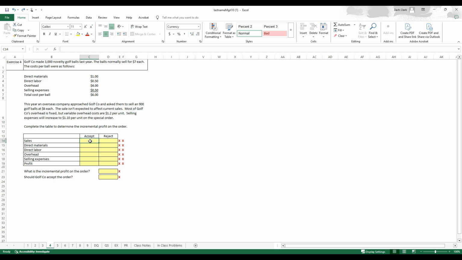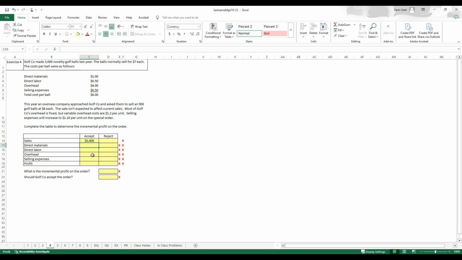But again, remember, we just have to consider the incremental impact of taking on this extra order, not, in terms of overhead, how does that affect things, etc. So let's go through and look at accept versus reject, right? So if we accept the order, we're going to be selling 900 golf balls, times $6 each. So that's 5,400.